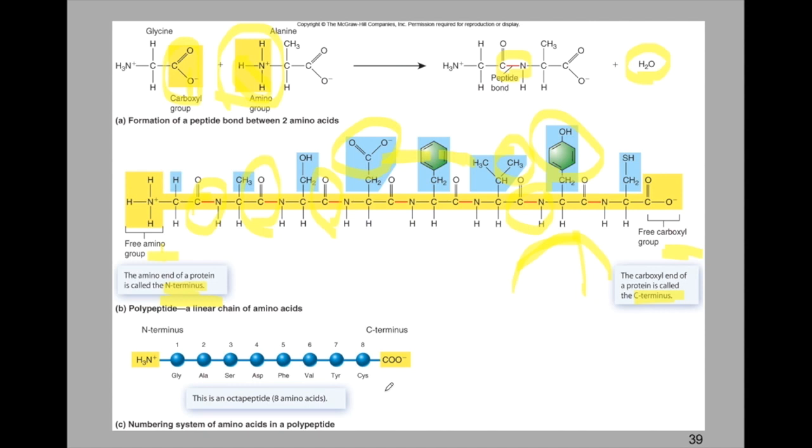Now down here we have our polypeptide, and you can see they've just taken away the molecular structure, and here's our N-terminus. We've numbered each of these amino acids, and here's the C-terminus, right? So this is called an octapeptide because it contains 8 amino acids.